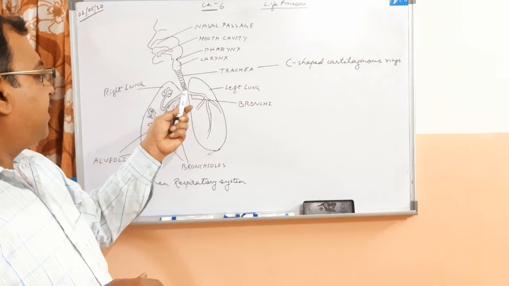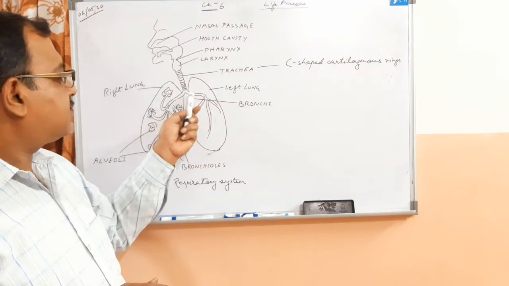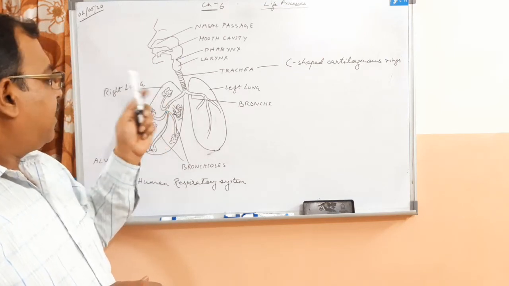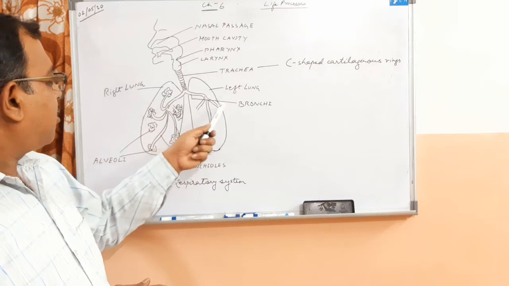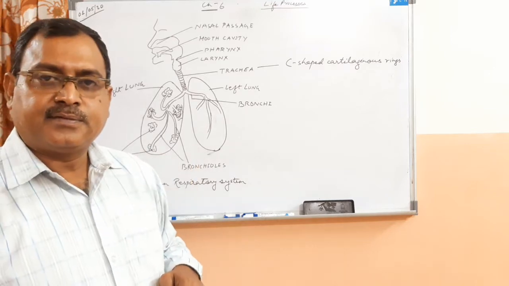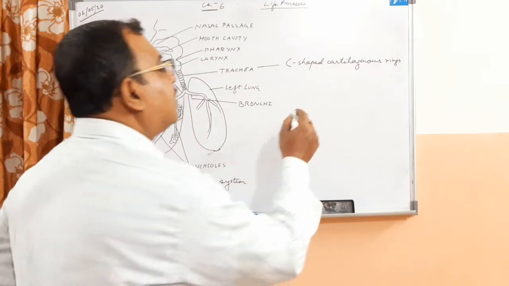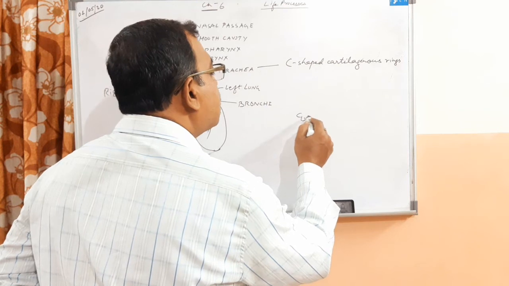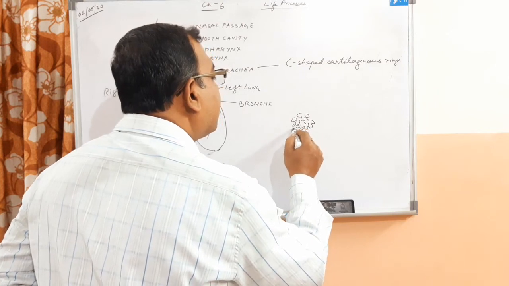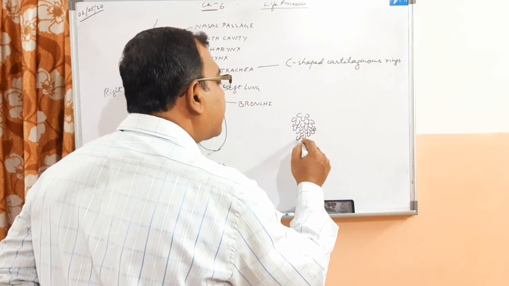Now, after air passes through the trachea, it comes to the bronchi. The left bronchus enters the left lung, and the right bronchus enters the right lung. Okay? Now, this bronchus is further divided into bronchioles in each lung, and at the end of each bronchiole appears a bunch of grapes, this way.